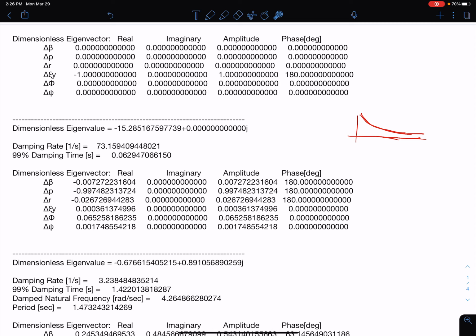And then Y doesn't have something really we can compare to very easily. Beta doesn't either, but phi and psi do. So this is my bank angle and my heading. And you can see it's a very large change in bank angle, a rather small change in heading. So again, an order of magnitude difference between those. So this is what's called the roll mode.